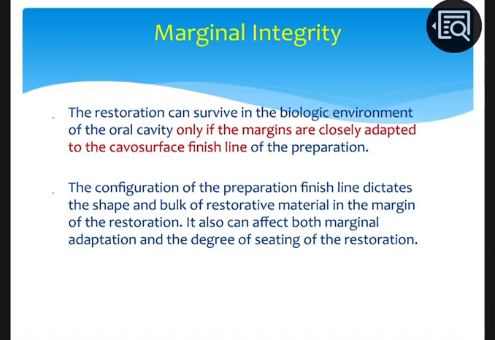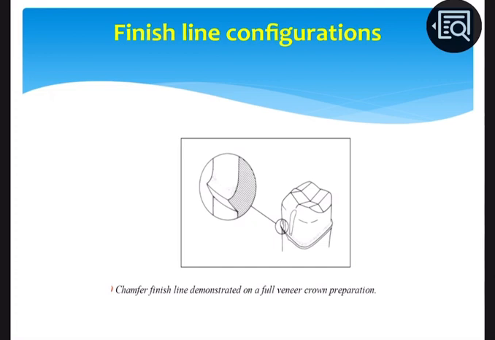So the configuration of the preparation finish line dictates the shape and bulk of restorative material in the margin of the restoration. It also can affect both marginal adaptation and degree of seating of the restoration. So marginal integrity basically is the finish line. There are different types of margin, like chamfer margin, shoulder margin, and shoulder with bevel. Basically we will follow the two main ones, the chamfer finish line and the shoulder finish line.